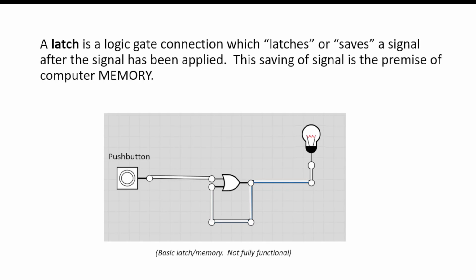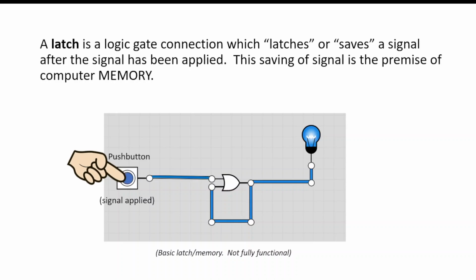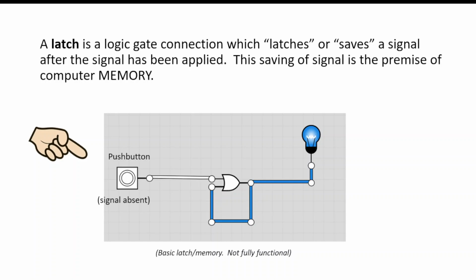A latch is a logic gate connection which latches or saves a signal after the signal has been applied. This saving of the signal is the premise of computer memory. If I were to push this push button down and apply a high signal to this OR gate, what we would see is that due to the connection from output to input here, while I have it pressed, the light comes on because the output is high, but when I remove my finger from the push button, voila, it remains high. Now it should be understood that the signal has been saved and that the logic gate has latched itself to save that signal which was provided by the push button.